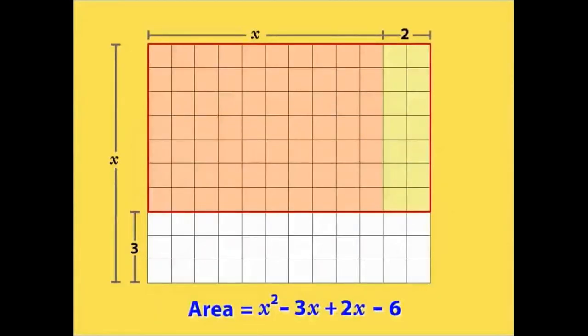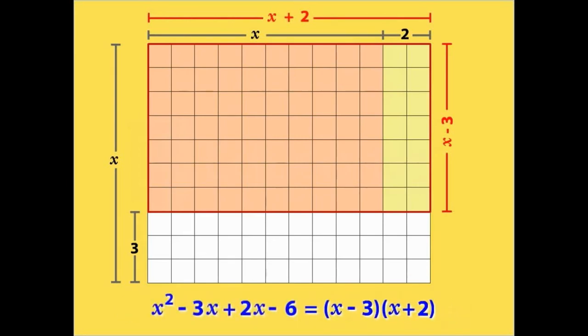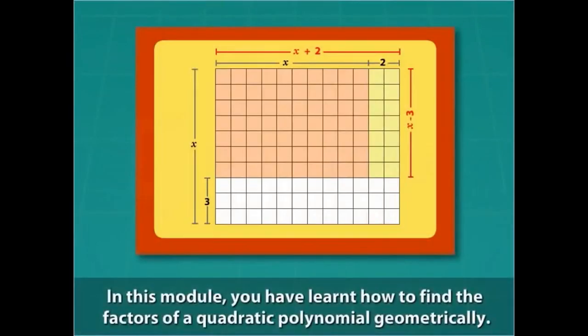We can observe that the orange and the yellow figures together form a rectangle whose sides are x minus 3 and x plus 2. We can represent the area of the rectangle as a product of its two sides. Thus, x square minus 3x plus 2x minus 6 or x square minus x minus 6 is equal to (x minus 3) into (x plus 2). In this module, you have learned how to find the factors of a quadratic polynomial geometrically.